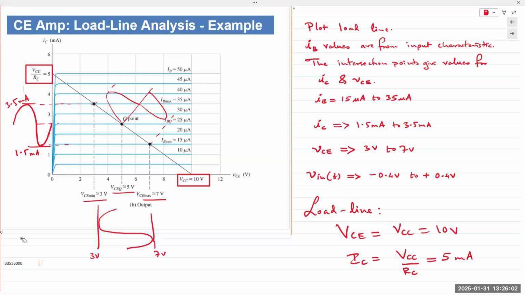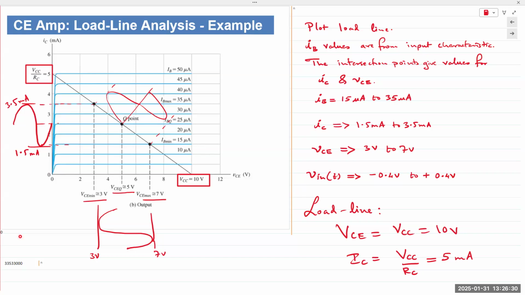Now the output load line intersects all of those plots. Specifically, how many do we have? 1, 2, 3, 4, 5, 6, 7, 8, 9, 10. You have 10 plots or 10 sets of data. So the load line intersects the output characteristics in 10 different points. Which ones do we need?